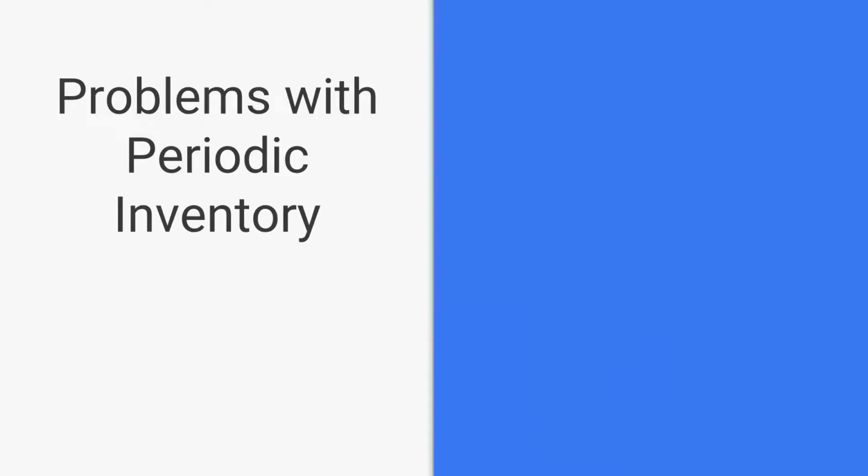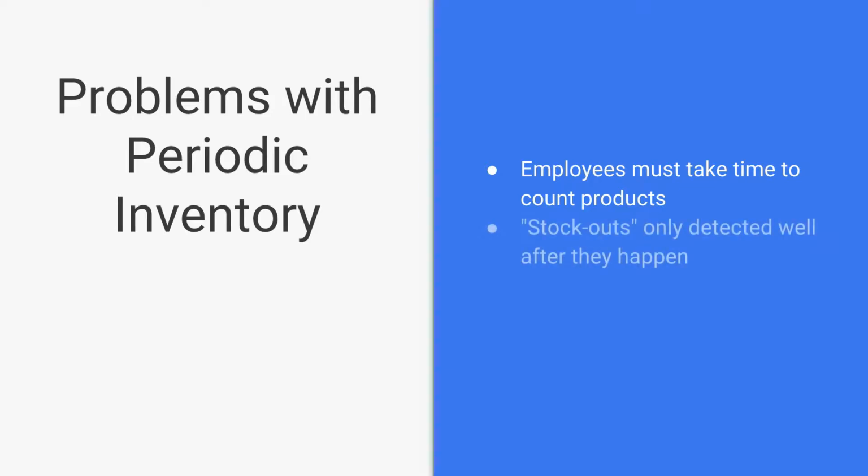So several different issues with the periodic inventory process. One is that employees must take time to count the products, so it's not very efficient. They have to record the changes. You also have a problem that you can have stockouts, and this is when a customer wants to buy an item but can't buy an item because it's not there. You don't actually detect these until after they happen. So customer goes to try to buy it and it's gone. And the owner of the store may or may not actually be aware of that even happening.